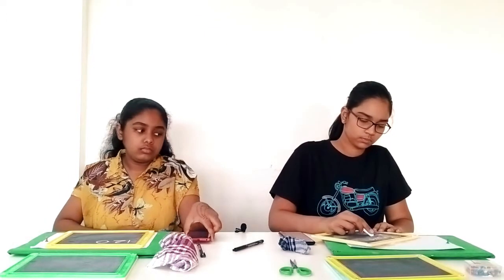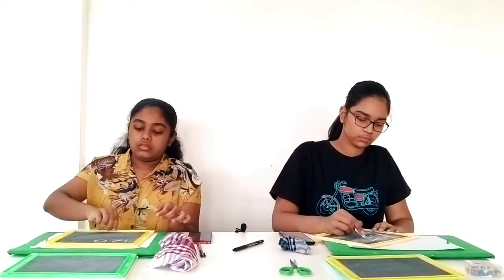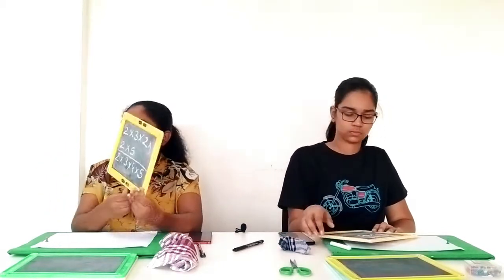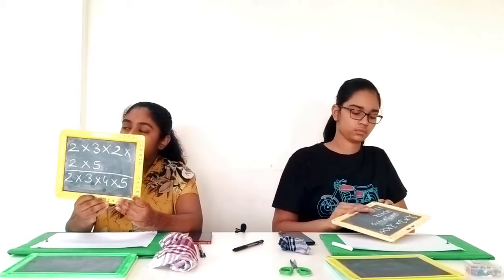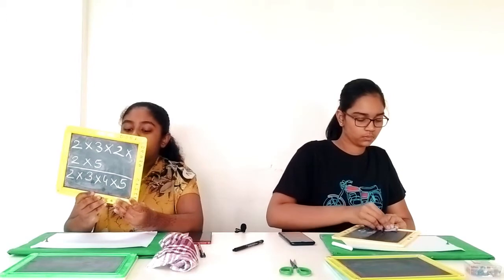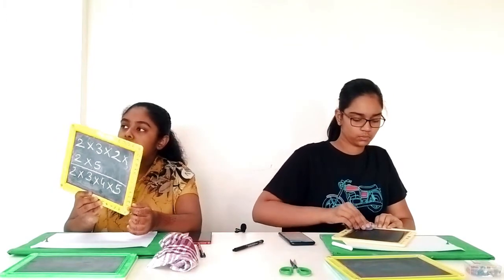Just turn the slate over. Turn your slate over. Show me what's on the other side. Right. That is the factors of 120. So by looking at that, can you write the factors of 60?